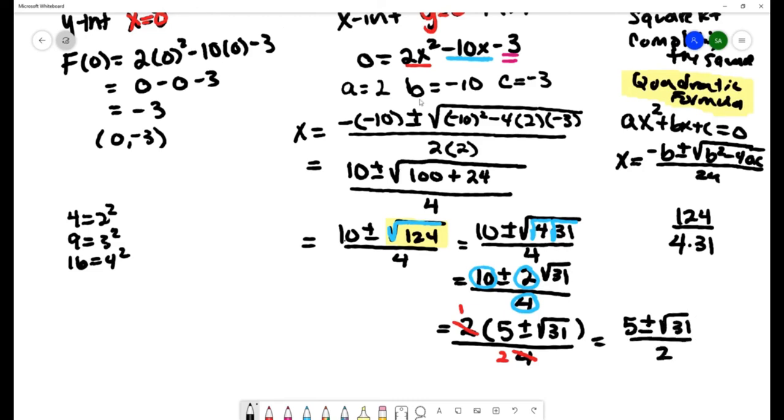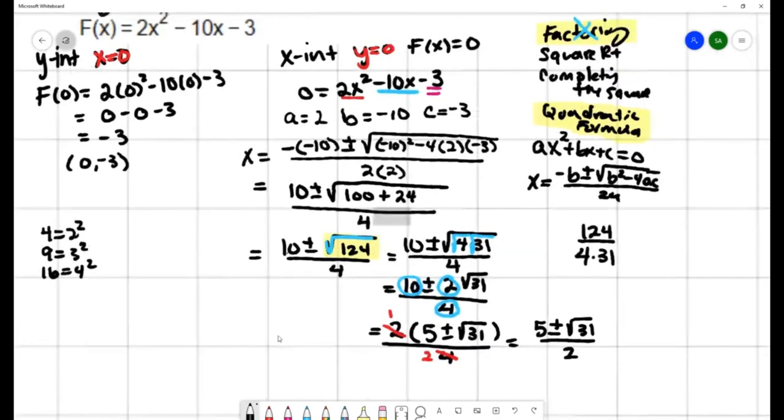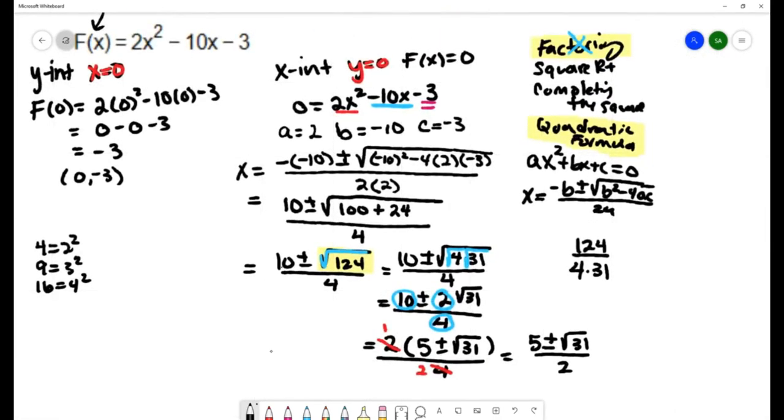Now, I've also seen some sources display this answer in one more way. And what they like to do is, instead of writing this as one big fraction, they like to write it as 2 smaller fractions. If you write it like that, you would have 5 over 2 plus or minus square root of 31 over 2. So either one of these last two are fine. They're in the simplest form. So we have 2 x-intercepts, and the x-intercepts are 5 plus and minus square root of 31 over 2, comma 0. So those are our x-intercepts.